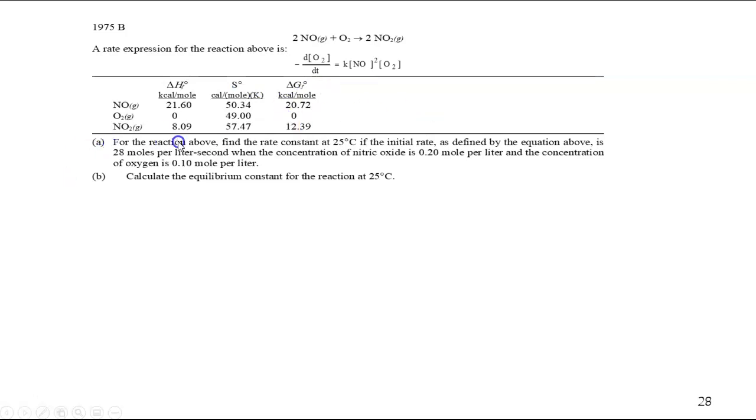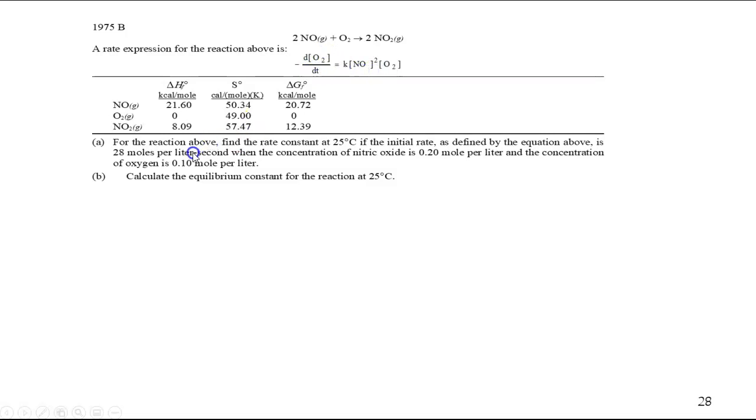And now here's the question. For the reaction above, find the rate constant at 25 degrees. The rate constant, k, we want that. If the initial rate defined by the equation above is 28 moles per liter per second, that's our rate, when the concentration of nitrogen oxide, that's this, is 0.2 molar, and oxygen is 0.1 molar. So we have the rate, we have the concentrations, we have everything but k.